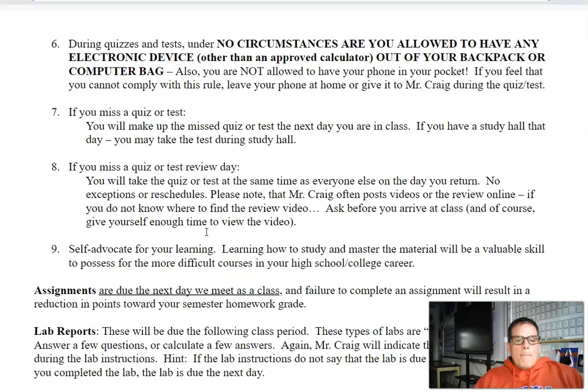Okay? If you miss a quiz or a test, the expectation is the next day that you're back in class, that's when I want you to take the test or the quiz. If you have a study hall, please let me know ahead of time and say, hey, I've got a study hall on whatever period, then I can have you come in and we'll take the test then.